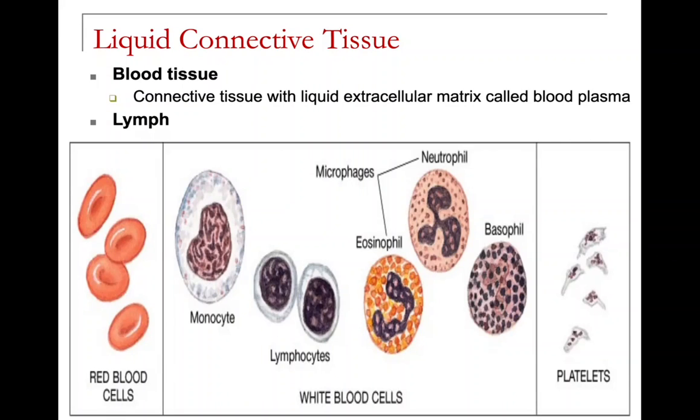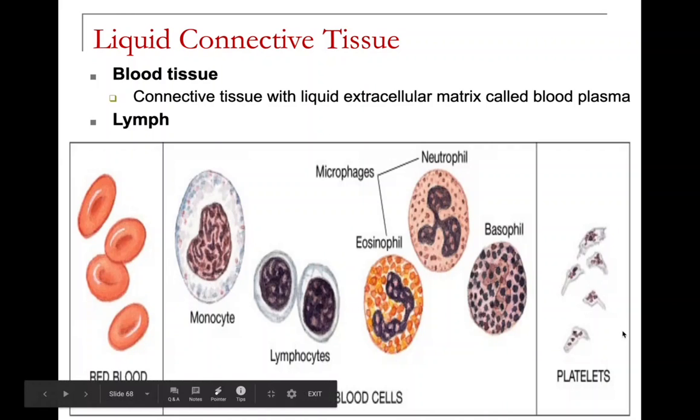So your liquid connective tissue, blood, is going to have a liquid extracellular matrix that we call the blood plasma. So here are some examples of the cells that you've got: red blood cells, white blood cells, and platelets.